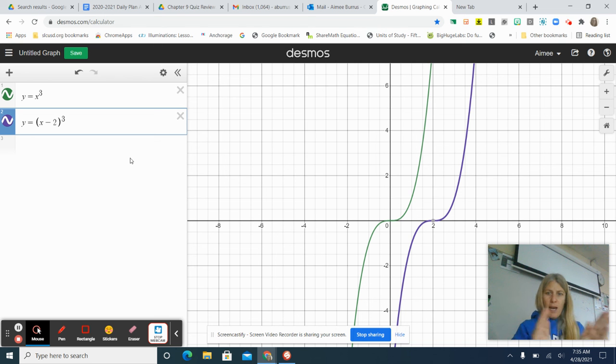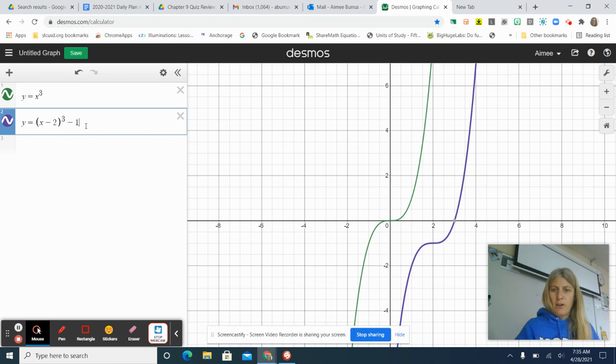And as you can see right now, it has moved our 2 to the right, and now we want it to move down 1, and we do that on the outside of our set of parentheses to move this point down. So it looks a little funky, but remember those two. So inside that set of parentheses is where we're going to move right or left, and outside that set of parentheses are where we're going to move up or down.